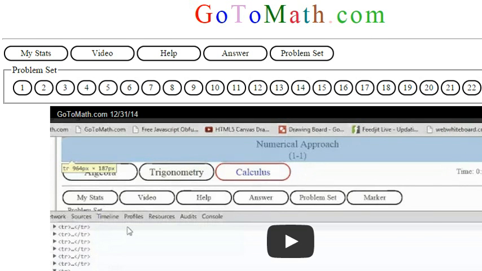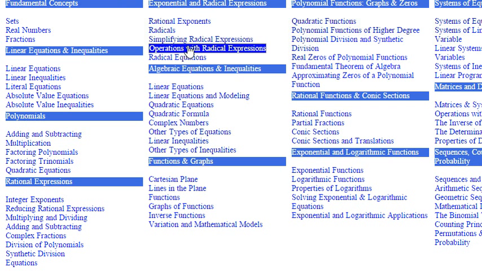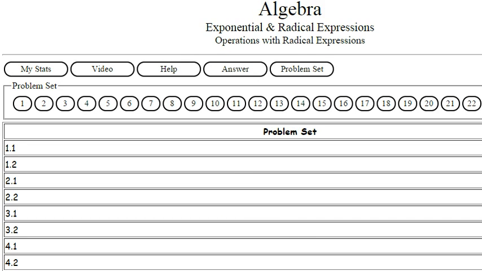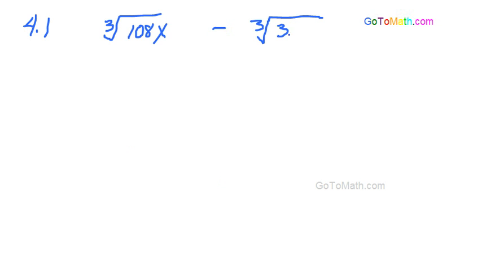We're going to go to math.com, click on algebra, go down to operations with radicals, and we're going to be looking at 4.1. Alright, so we've got 3 times the cube root of 108, I should say 108, minus 3 times the cube root of 32x.